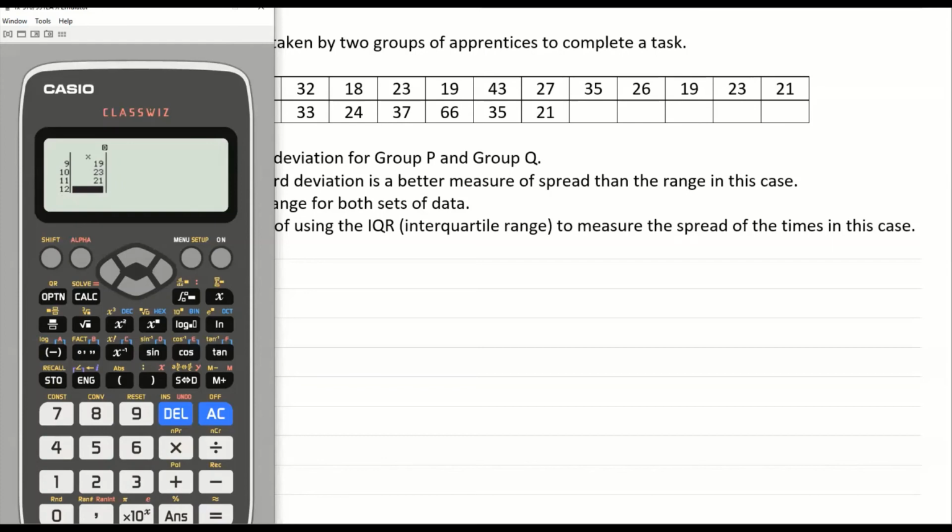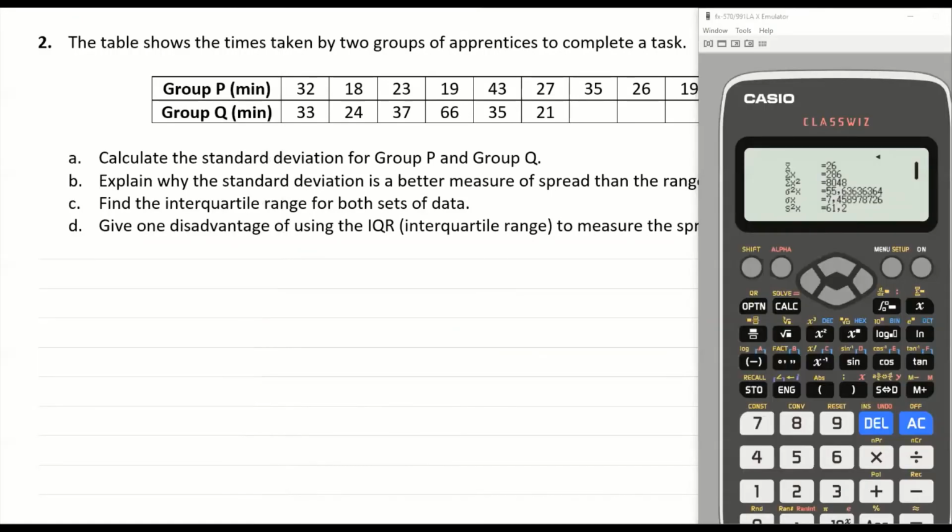So remember, now we press the option key, and then we select option 3, the one variable statistics. Now, it's a good idea to just read ahead when this situation comes up. We seem to have a few things we need to find out from this calculation. So the first thing we need to jot down is the standard deviation for the group. So this is for group P.